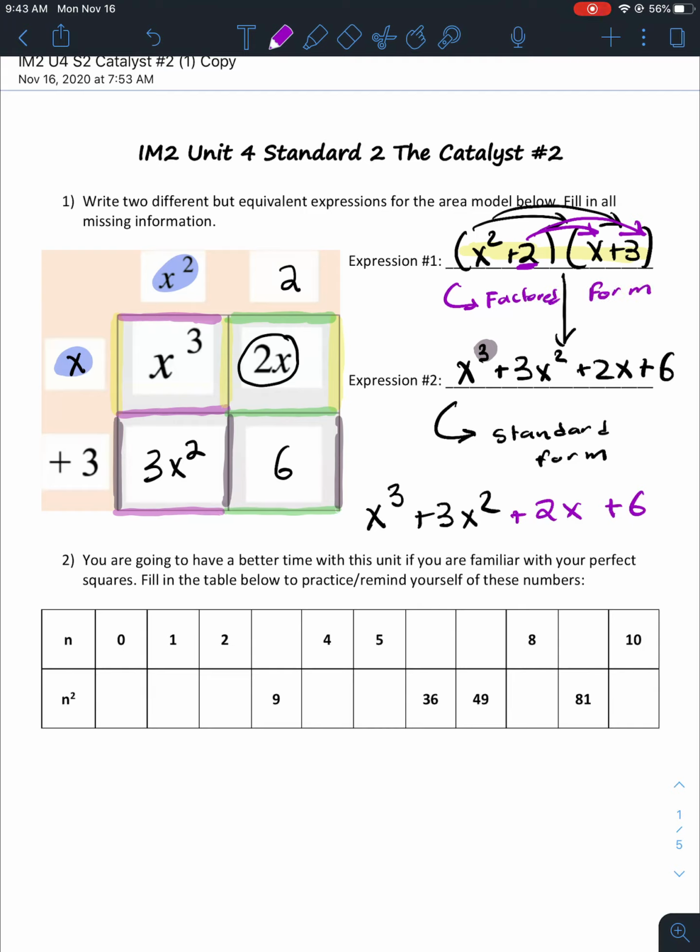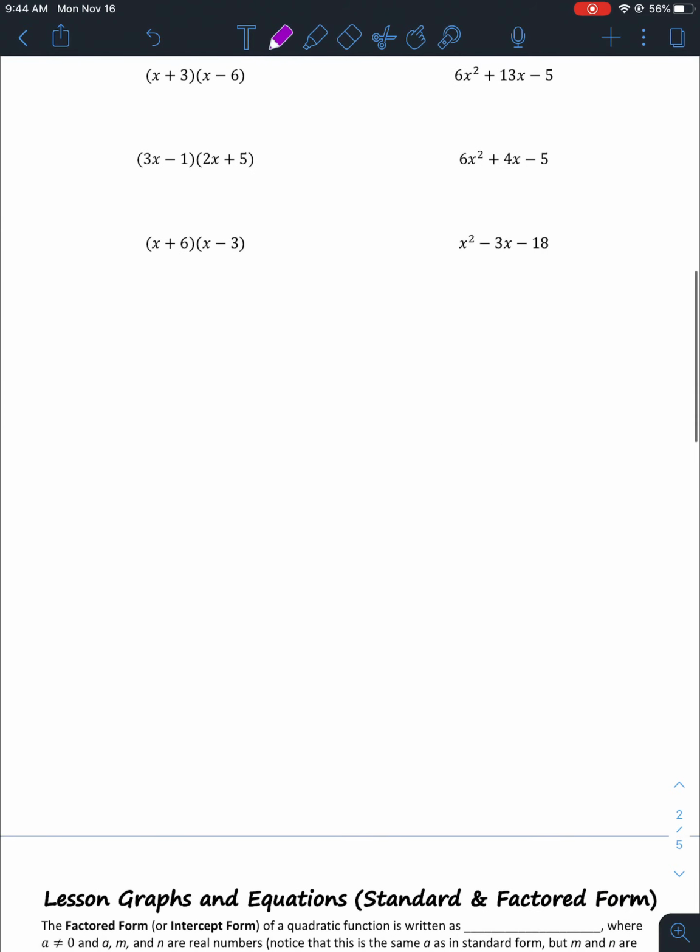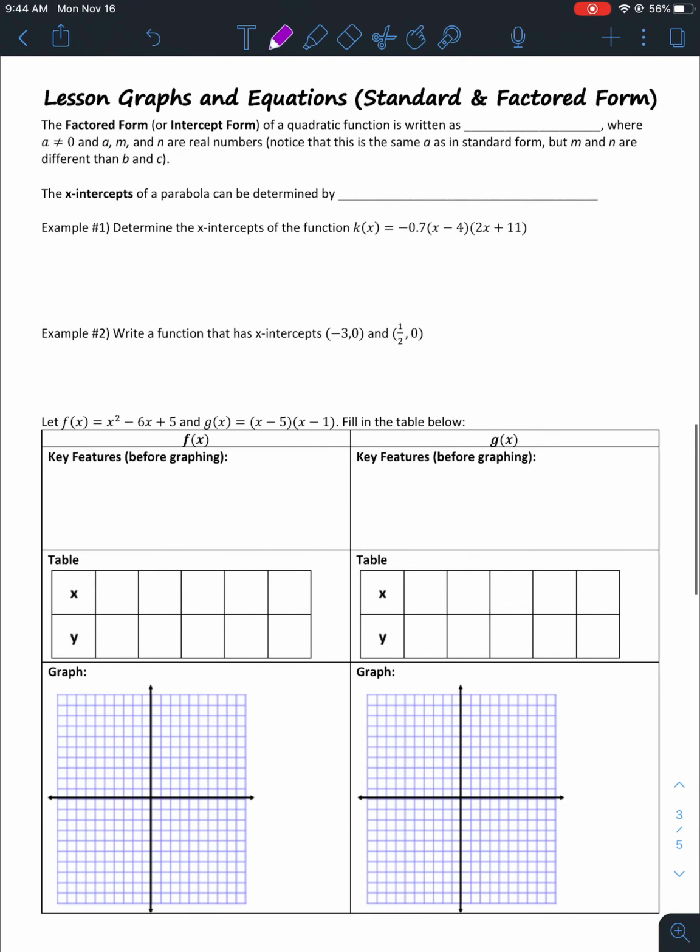So it's kind of a cool thing. It shows you the distributive property, it shows you using actual shapes to represent these quadratics or polynomials. We normally just always give equations, and now we have a picture to represent what's going on. So as I scroll down, I'm going to move on to the lesson, which today we were talking about factored form.